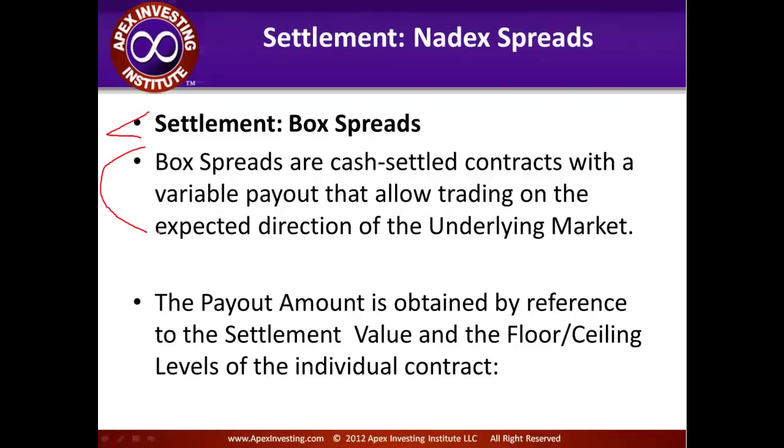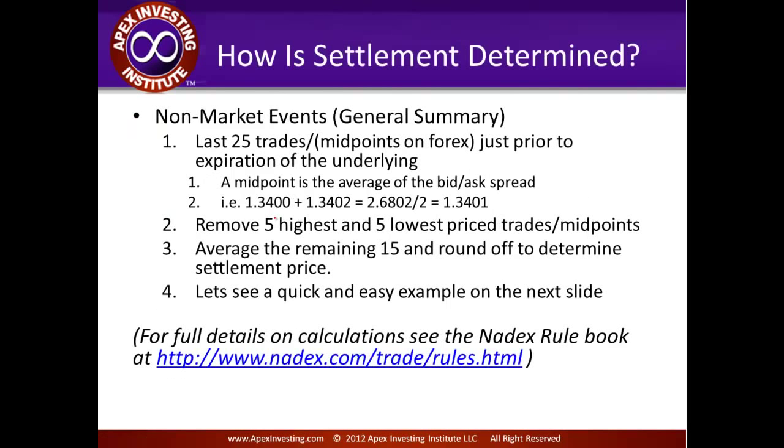With the Nadex spreads, the payout amount is simply determined by reference to the ceiling and the floor like we just looked at. So how do they come up with the settlement amount? What they do is take the last 25 trades, and they remove the 5 highest and the 5 lowest price trades. Then they average the remaining 15 and round it off. So let's look at an example of exactly how that comes out.